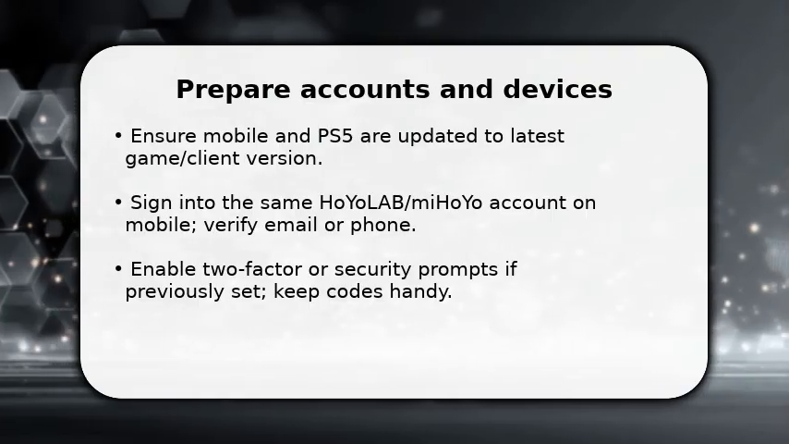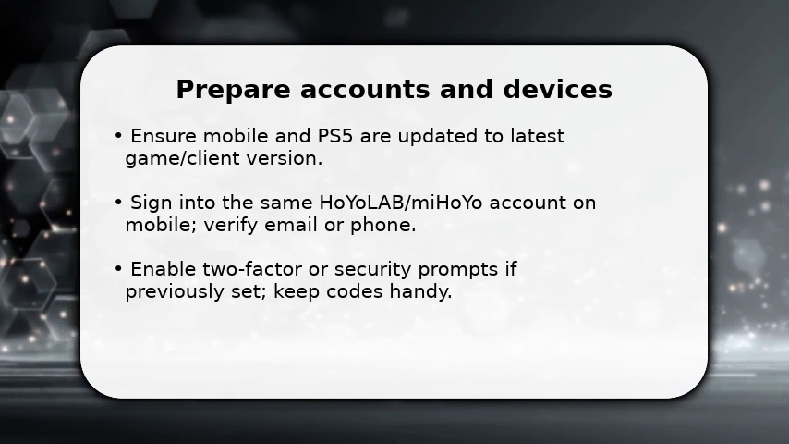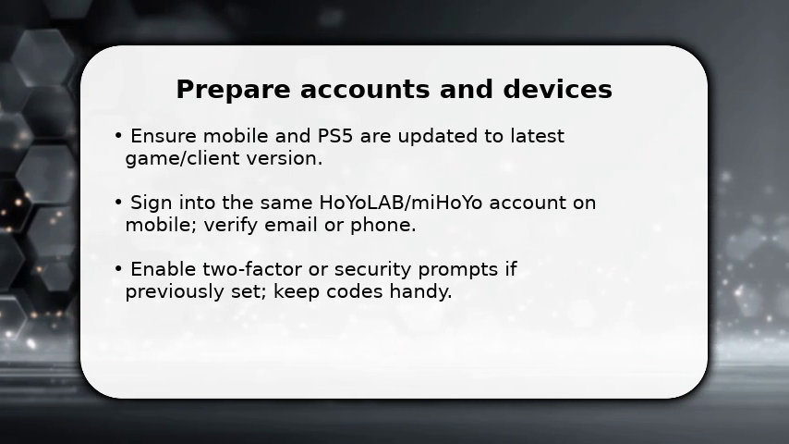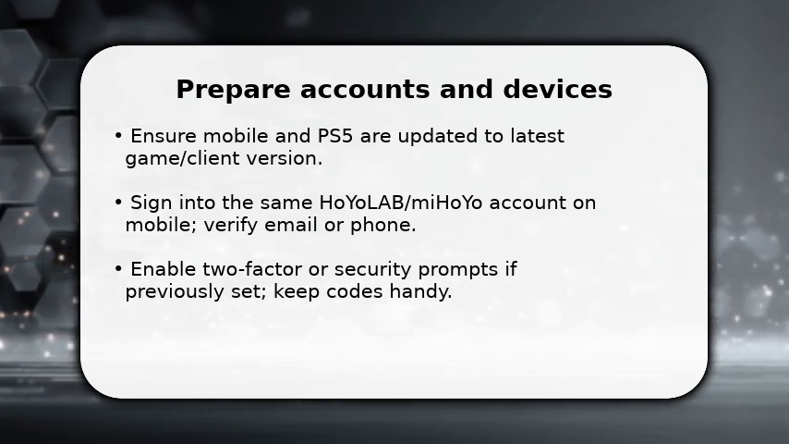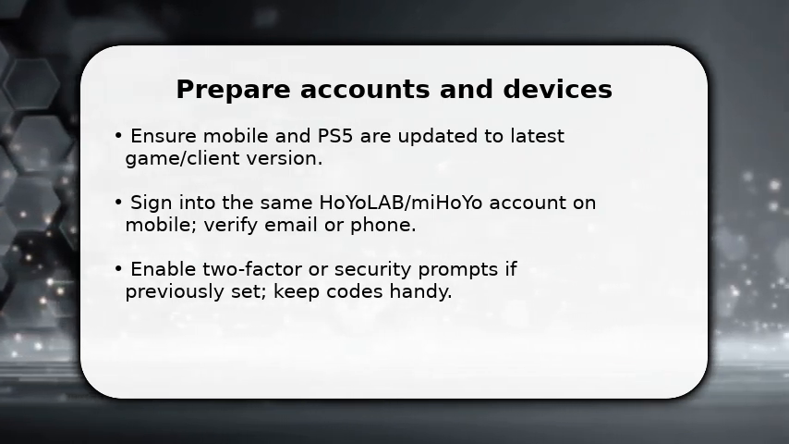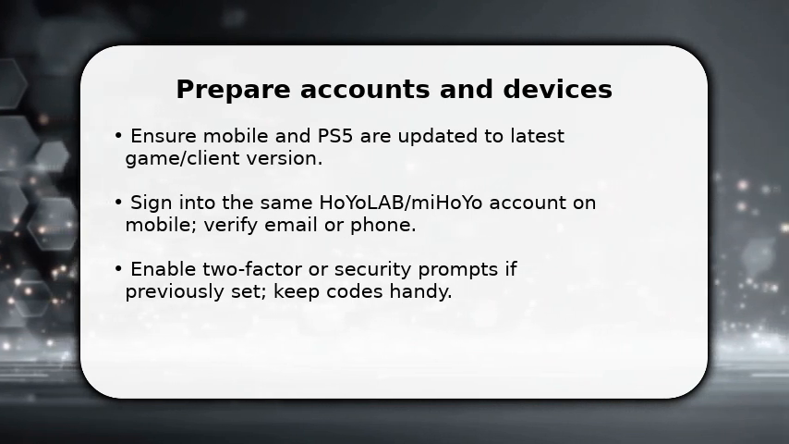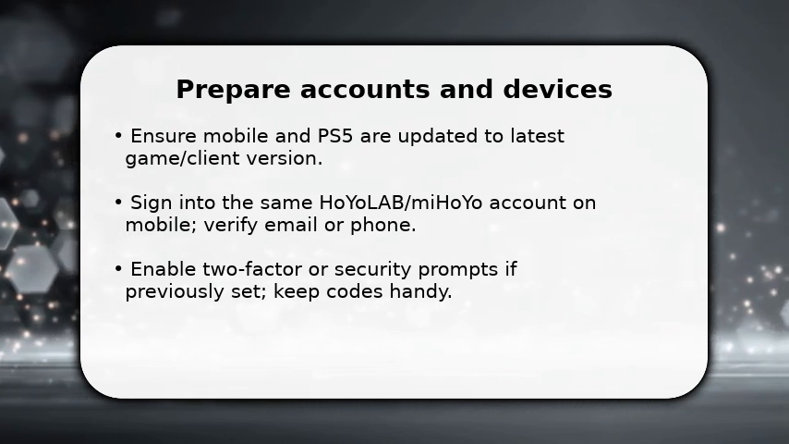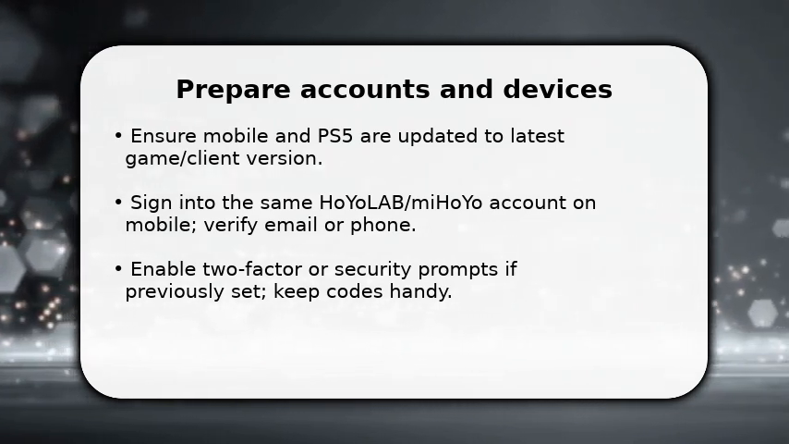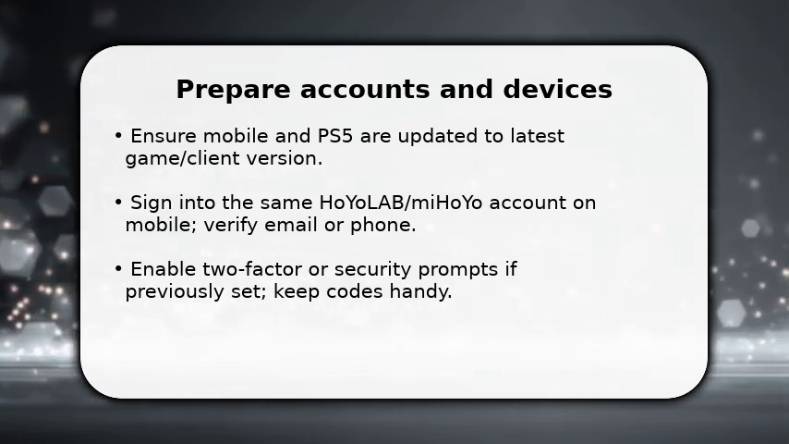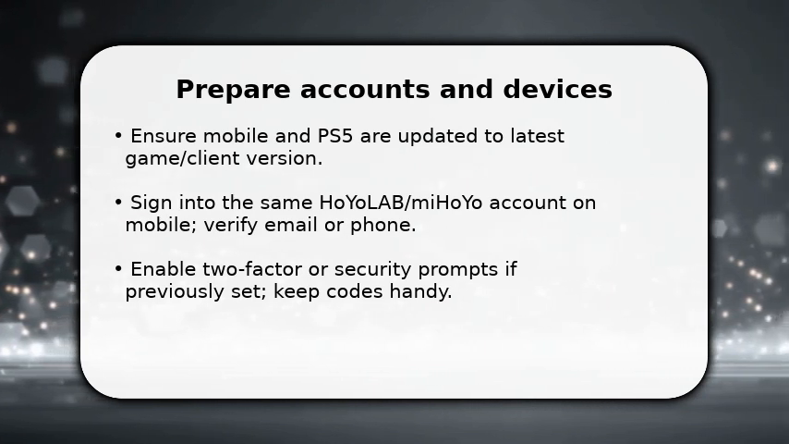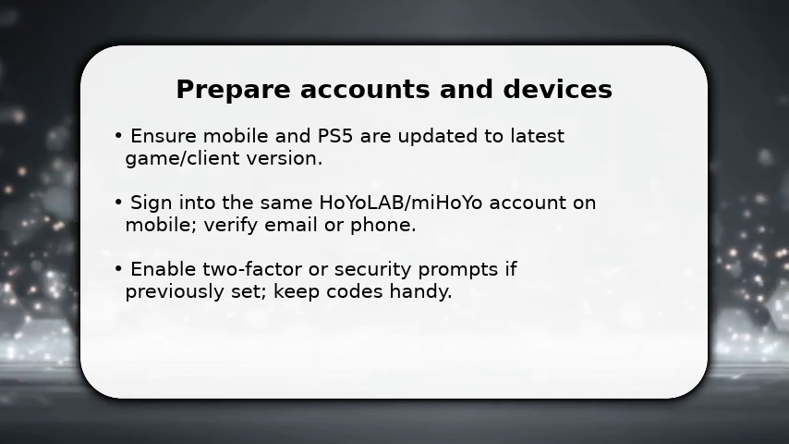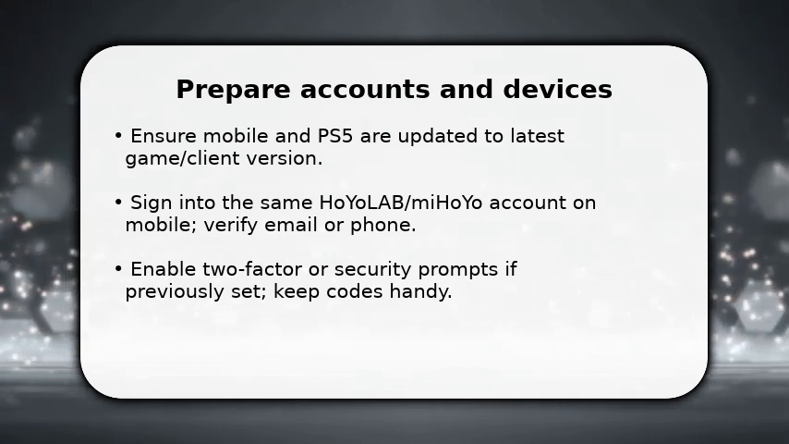You start by making sure both devices are ready. The mobile client and your PS5 system software must be updated. Sign into the exact same hoyo.lab/myhoyo account on your phone and confirm your email or phone number now, because the PS5 link will validate that identity. Once done, make sure two-factor authentication or any security prompts are active and that you have access to codes. These steps avoid account mismatch and save time when you trigger the PS5 linking flow next.